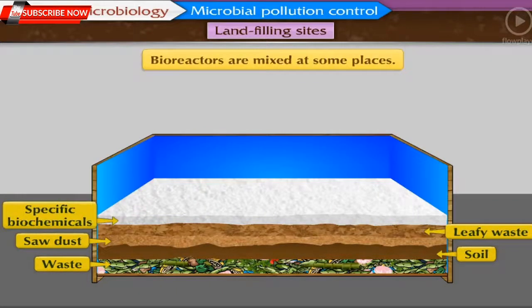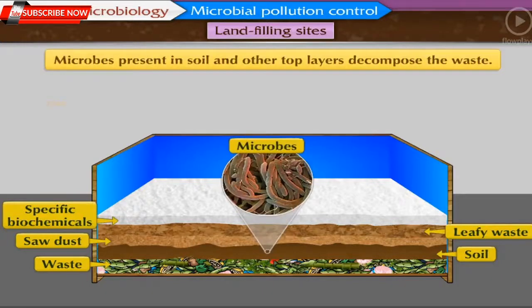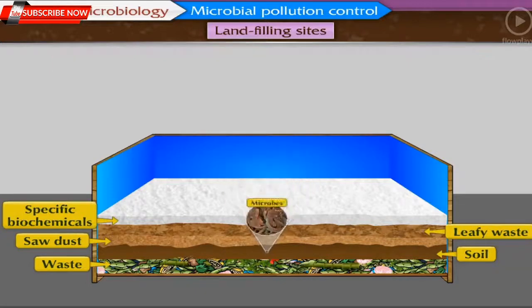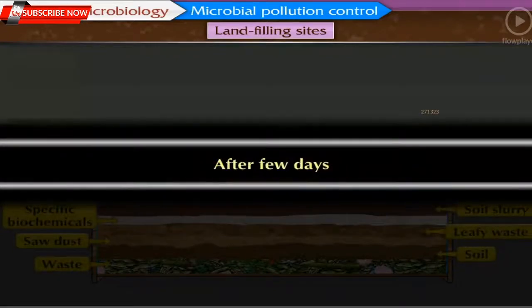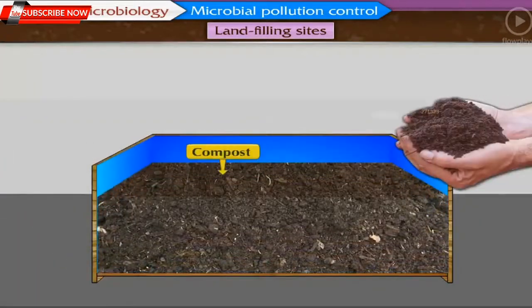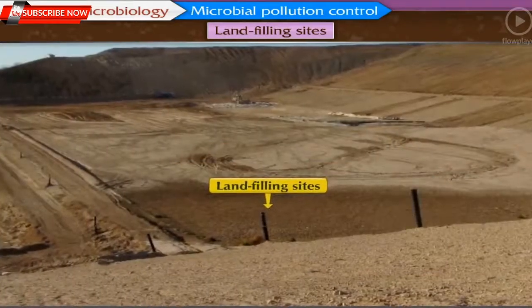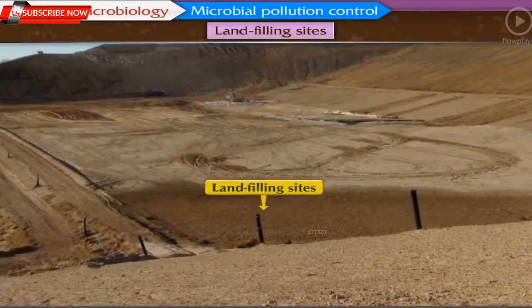Bioreactors are mixed at some places. Microbes present in soil and other top layers decompose the waste. The completely filled pit is sealed with soil slurry. Best quality compost is formed after a few days. Such landfilling sites can be reused after removal of compost.